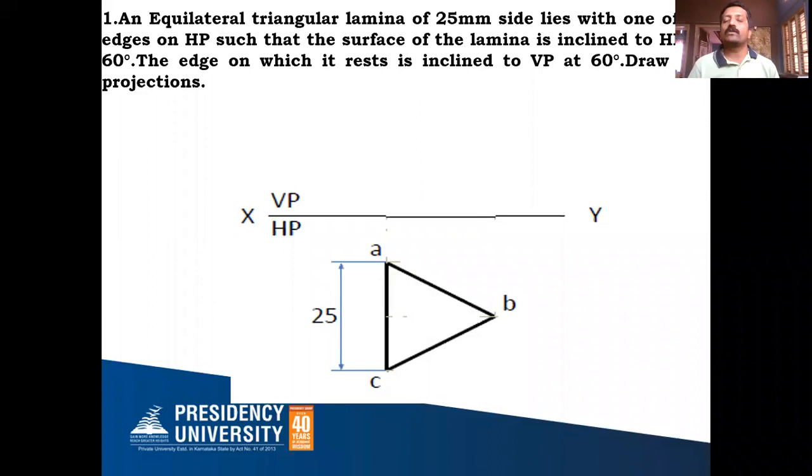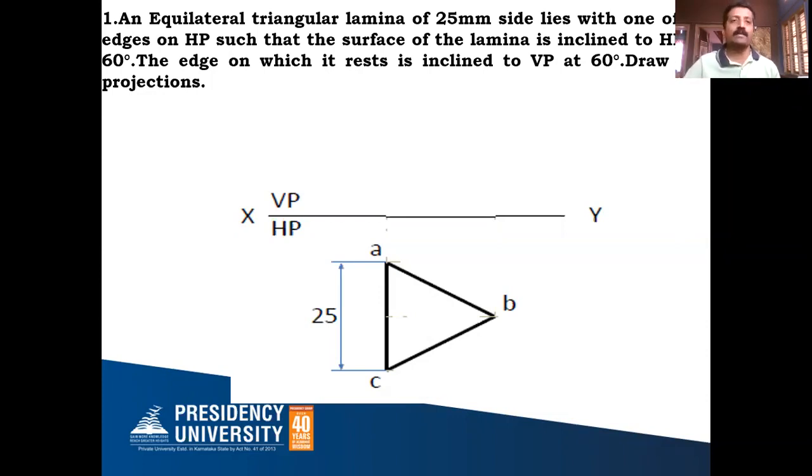And some of the clues which I'm going to give before starting: the lamina is resting on HP. Whether it is resting on the corner or edge, that is secondary. On HP, in the sense, the true shape diagram has to be drawn in the top view only. Similarly, if the lamina is resting on VP, whether on corner or edge, that is secondary, then in the front view you should draw the true shape diagram. That is, on VP, we should draw the true shape diagram like this.